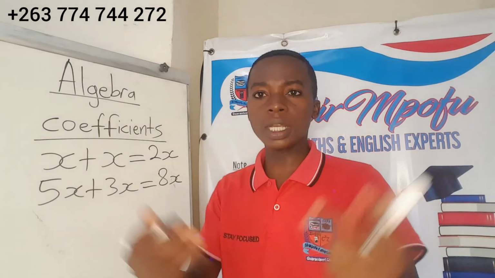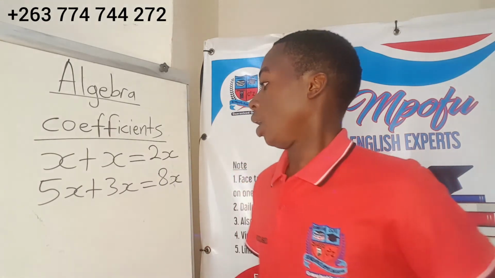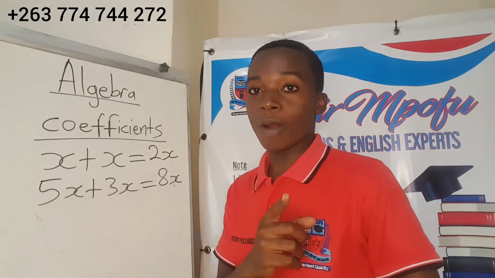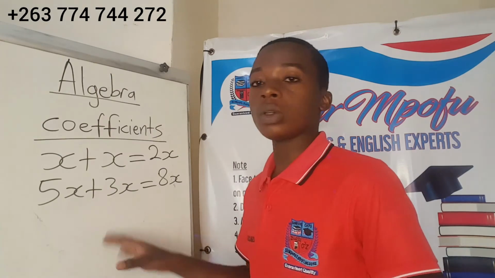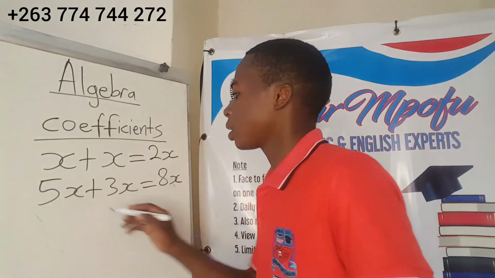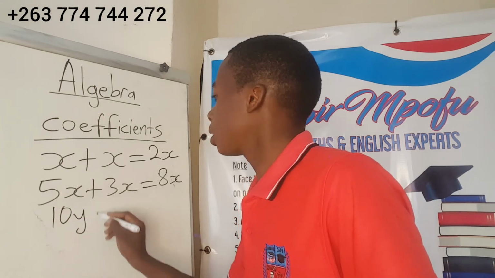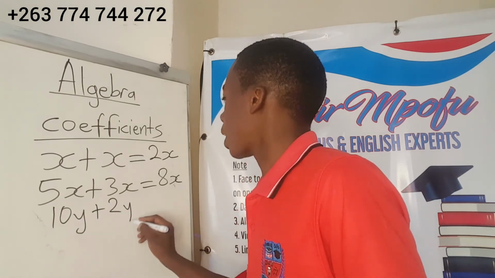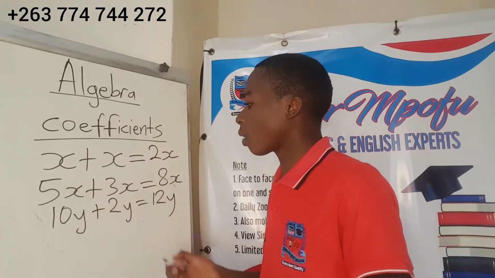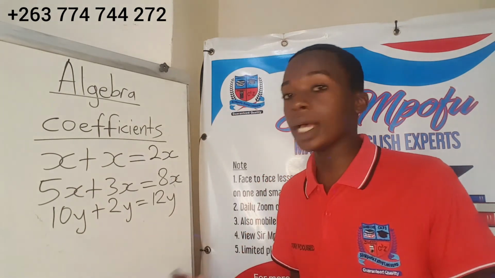If it's confusing you, just put it to money, because I know you love money too much. And when it comes to money, you won't get the wrong answer. So $5 plus $3, that's $8. Even if the algebra changes, 10y plus 2y, what's going to be the answer? That's 12y. You're just saying 10 plus 2, that's 12. Remember.